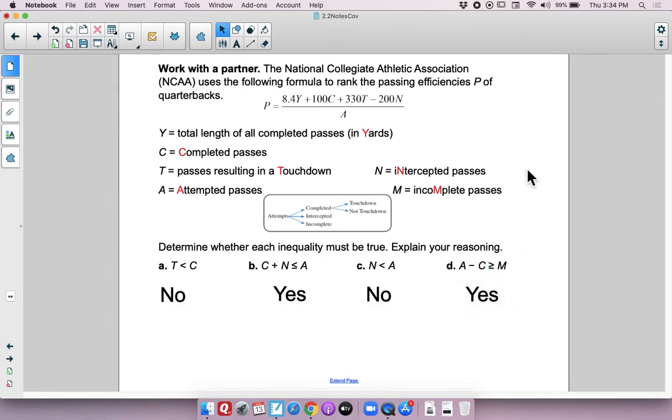The answer obviously is yes. Okay. All right. And the reason it could be equal is easy, right? You could see that attempted minus completed would equal incomplete, or it could be greater, because remember you could have a pass intercepted, which means that A minus C would actually be greater than M.